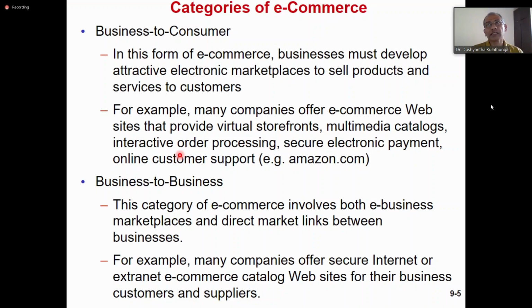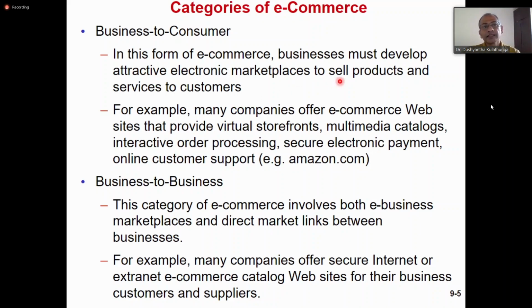For example, if we take a category like business to government or government to business, government to consumer, something like that. They are not highlighted here, but they are being used today to a certain extent. Their use can be somewhat limited. So therefore, we are not going to discuss them in this course. And the three categories that we discuss here are the most prominent and most used categories of electronic commerce.